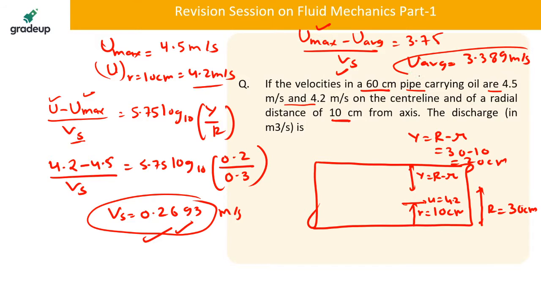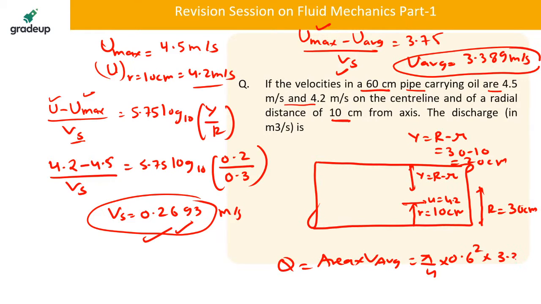meter per second. Because you have found the average velocity, you can find the discharge, which is equal to area into average velocity. That will be pi by 4 into 0.6 square into 3.389. So you will get the discharge very easily from here. That will be 0.958 meter cube per second. What is the y distance? y is the distance from the pipe wall. Because the radius R was equal to 30, the distance from the pipe wall will be equal to R minus r.